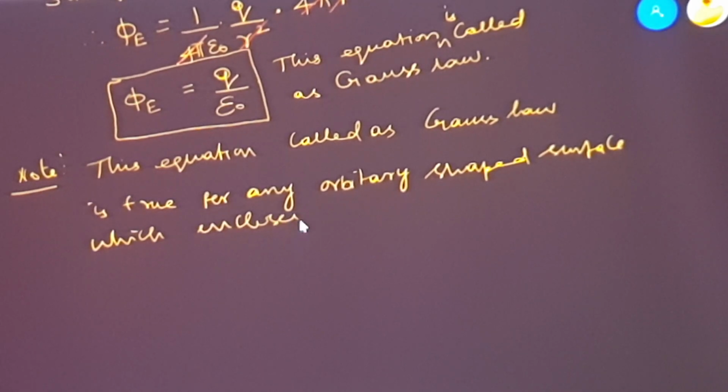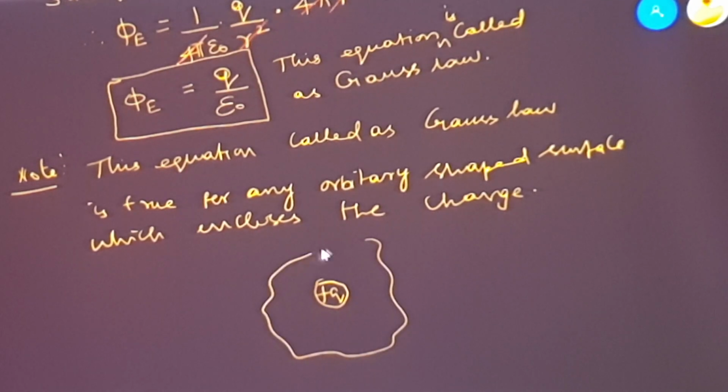What do you mean by this? See, the Gaussian surface around the charge that you have taken may be of any shape. For example, if I am considering a charge plus Q, and around this charge plus Q I am considering an arbitrary surface like this, and I am taking this area as A1, then the electrical lines of force act radially outwards.